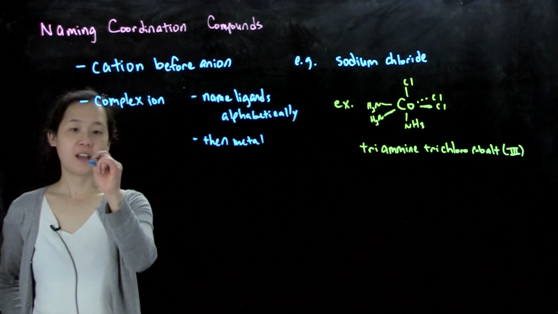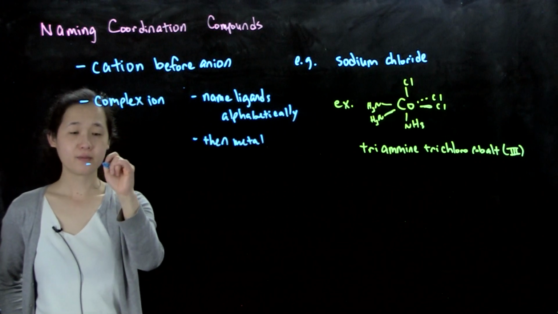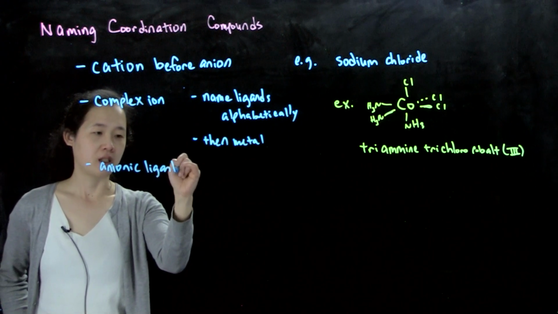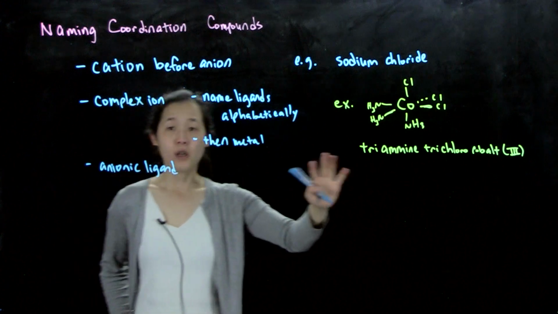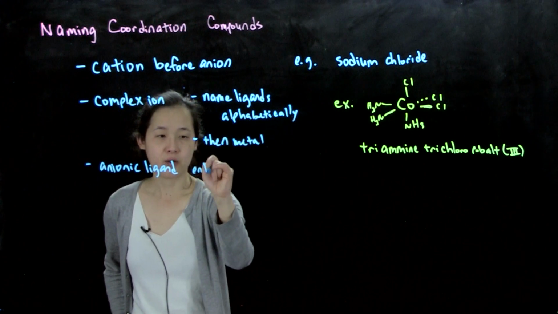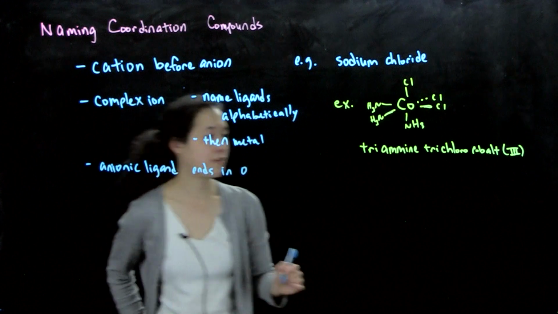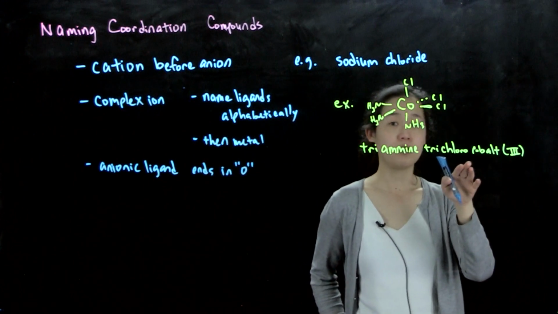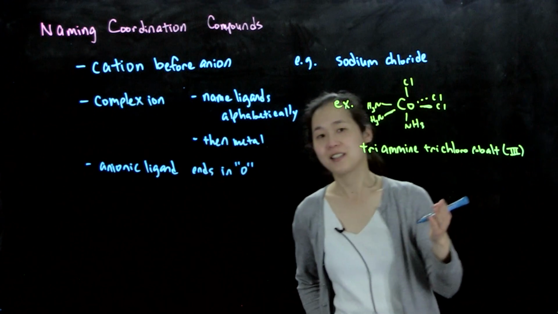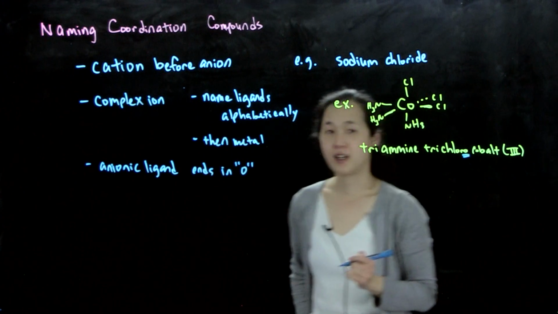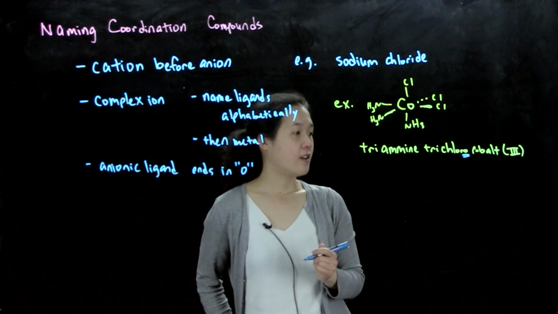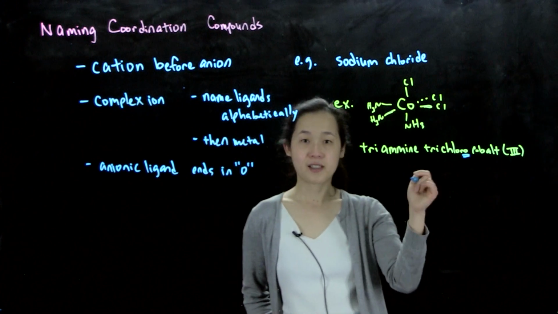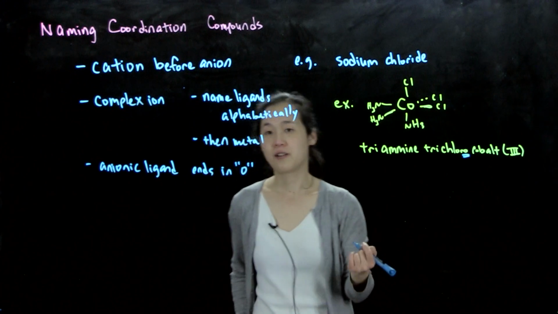Okay, if you have to name what the actual ligands are, if you have an anionic ligand, then you call it whatever the prefix is, and it ends in O. So chloro, it's a chloride, but then we have that O. Let's say if we have carbonate, it'd be carbonato. If you have a hydroxide ligand, it's hydroxo, et cetera, et cetera.